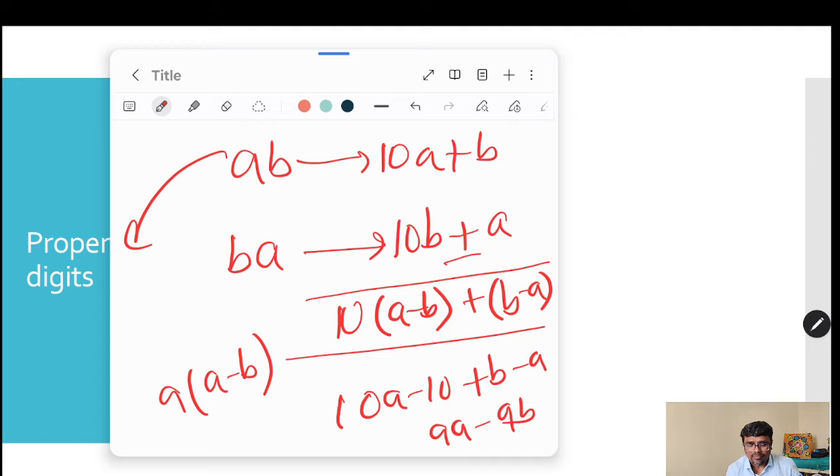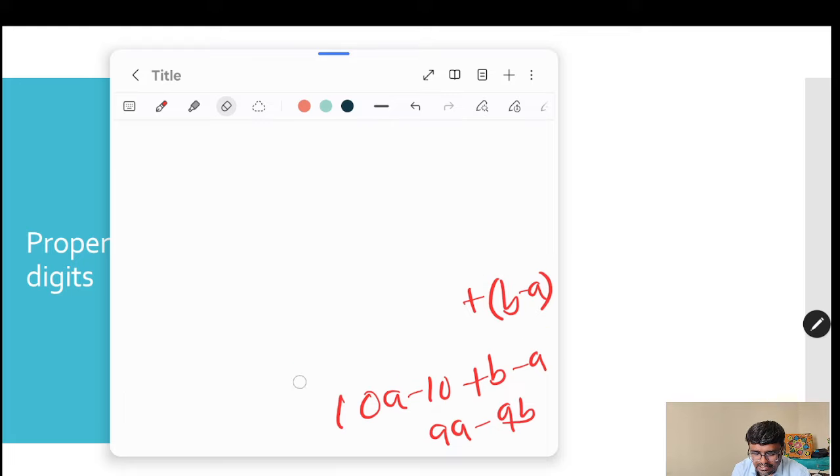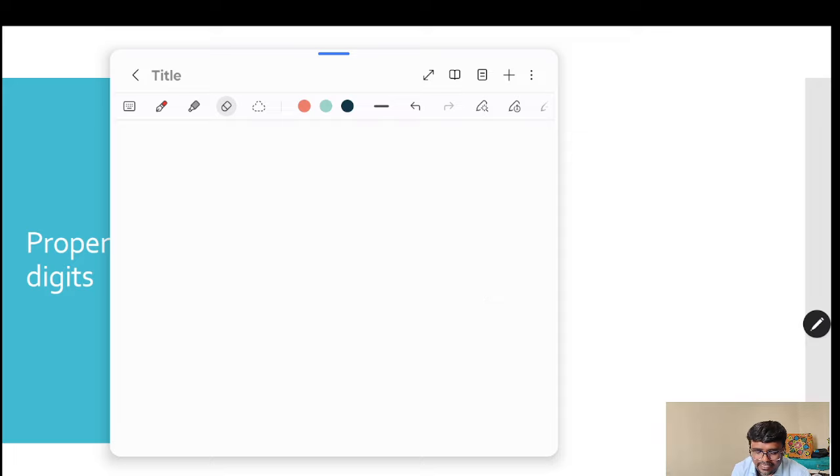What I am trying to say: the difference of the numbers when a number is reversed, meaning the digits are interchanged, that difference is always a multiple of 9. Okay, that is the fundamental statement related to this interchanging of digits. I'll give an example.